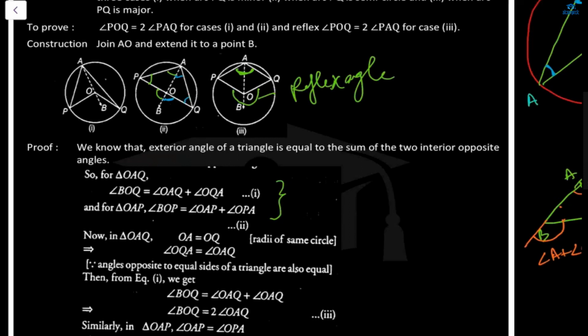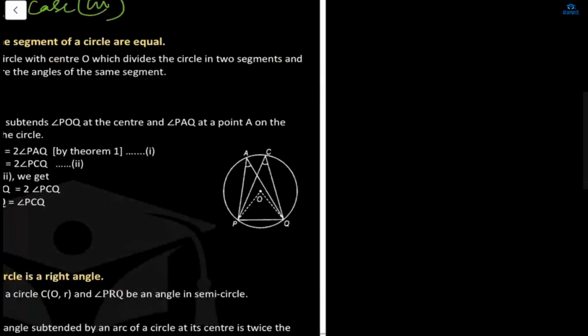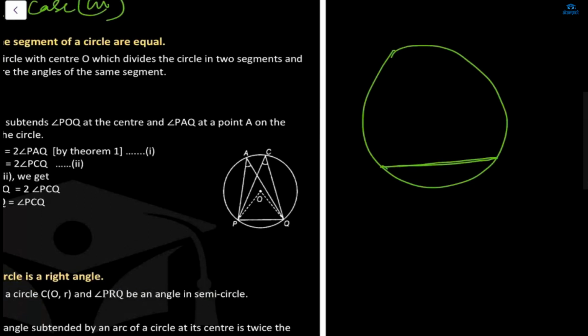Now let's go to the second theorem. Here a note is there for the third case: angle ACB is equal to 2 times reflex angle ABC for case 3. Now, angles in the same segment of the circle are equal. If we are forming angles in the same segment of a circle, then they are equal. What is a segment? This is called a segment. This is a segment, and this is a major and minor segment.